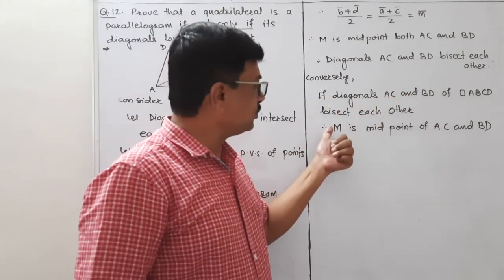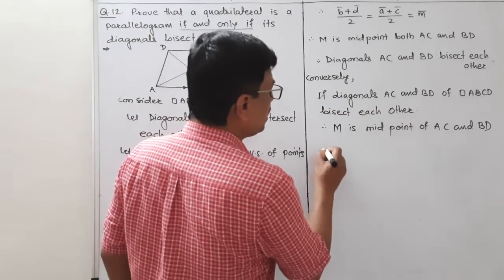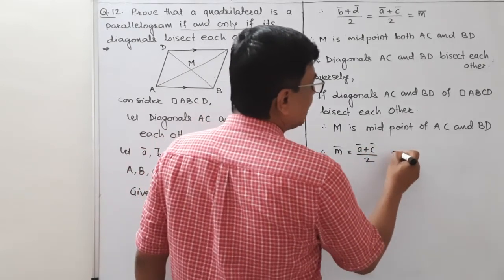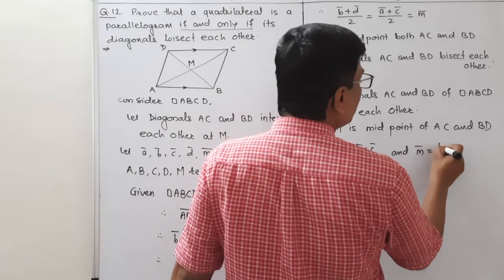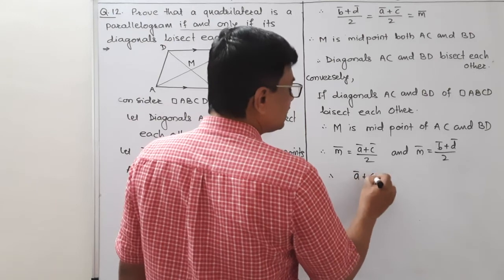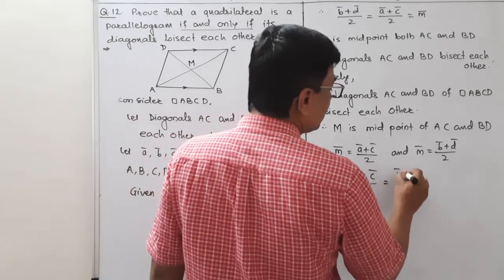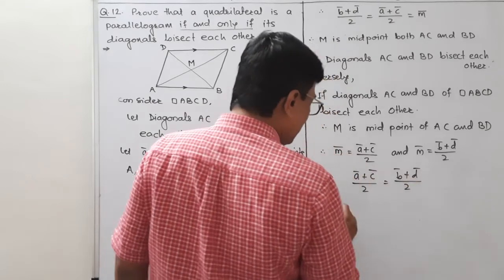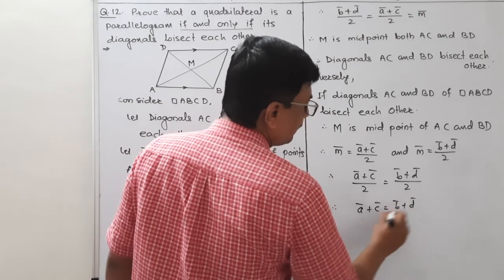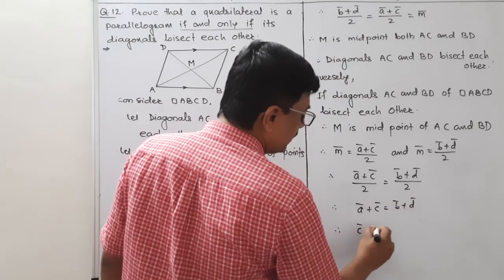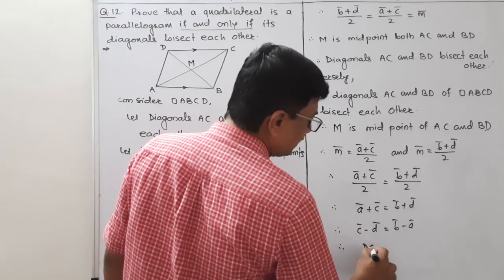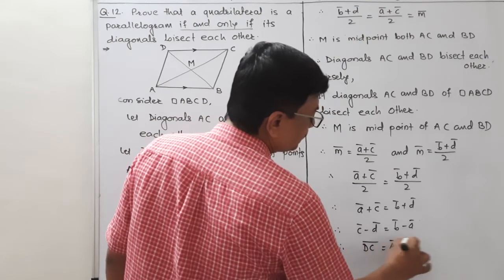को बाइसेक्ट करते हैं यानी दोनों का मिड पॉइंट एक ही है, इट मींस वी हैव M वेक्टर इज इक्वल टू A वेक्टर प्लस C वेक्टर अपॉन 2 एंड M वेक्टर इज इक्वल टू B वेक्टर प्लस D वेक्टर अपॉन 2। Therefore you can say that A vector plus C vector upon 2 is equal to B vector plus D vector upon 2. Multiplying both sides by 2, we have A vector plus C vector is equal to B vector plus D vector. Therefore, you can say that C vector minus D vector is equal to B vector minus A vector. Therefore, we can say that DC vector is equal to AB vector.